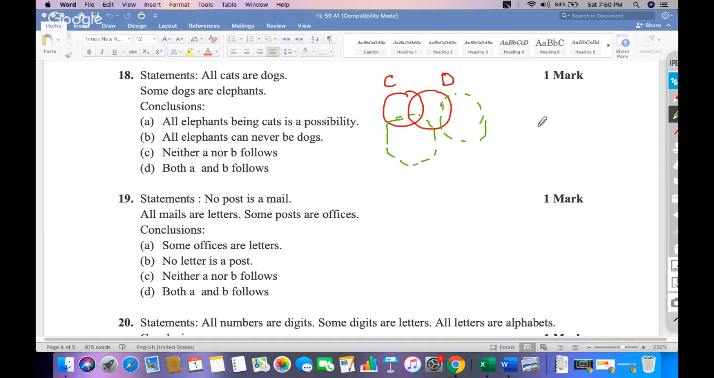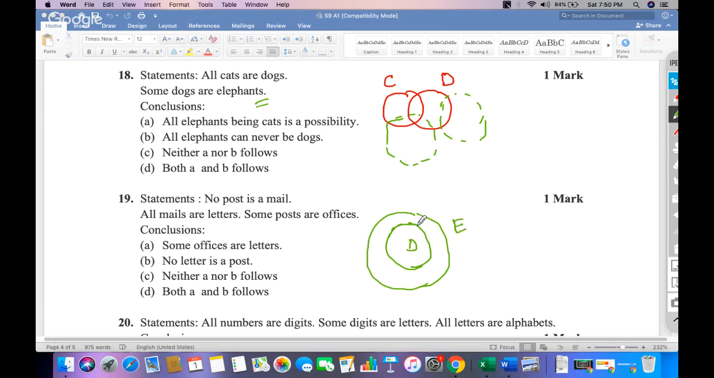Now, all elephants being cat is a possibility. Is it a possibility? So try to understand. Some dogs are elephants. So it's something like this. So let me go from this statement. Some dogs are elephants. So I can assume this to be dog, and some dogs are elephant, I can assume this to be elephant.